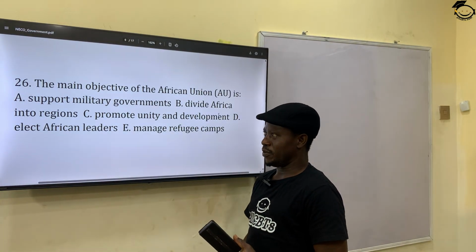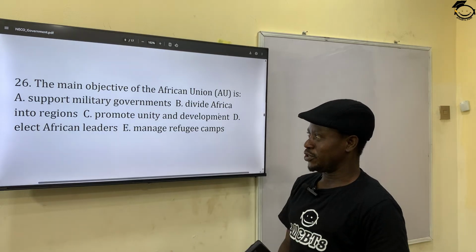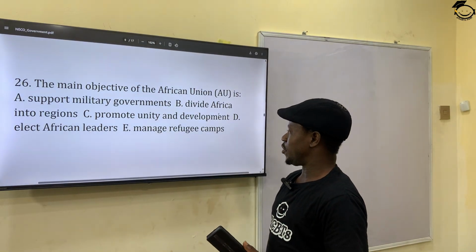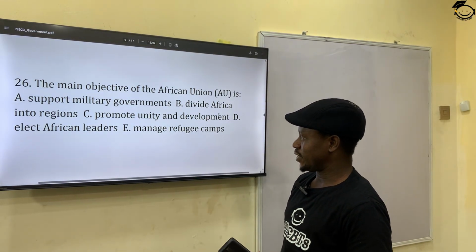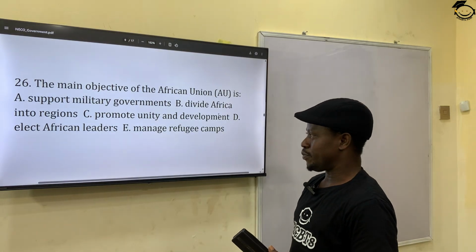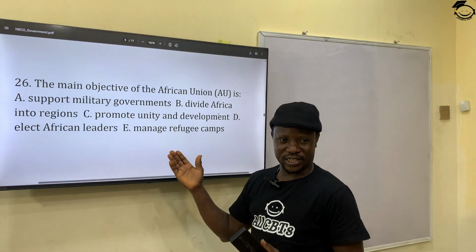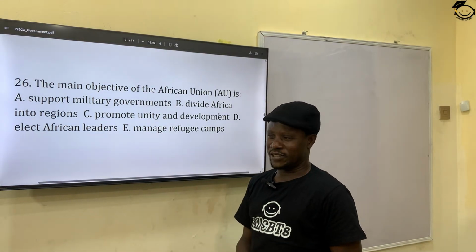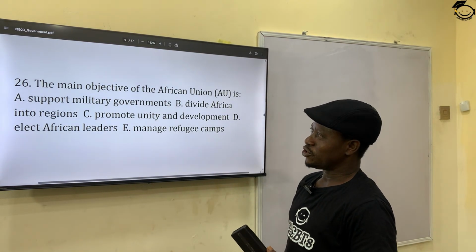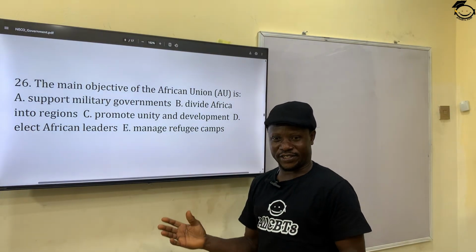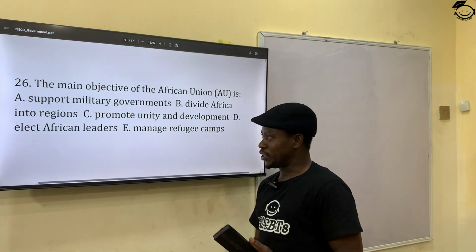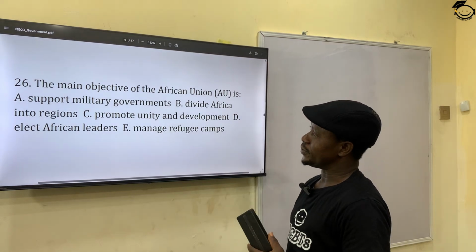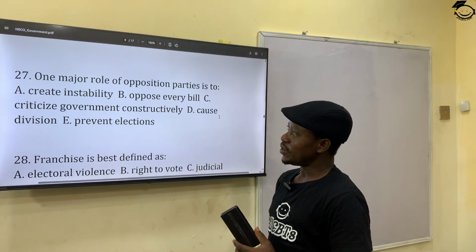A, support military government, divide Africa into regions, promote unity and development, elect African leaders, manage refugee camp. Very easy and direct. An option for you. Promote unity and development. Okay? So there are some of your questions that are just simple and direct, that once you see the option, you quickly pick it without stress. Let's go on. The next question.